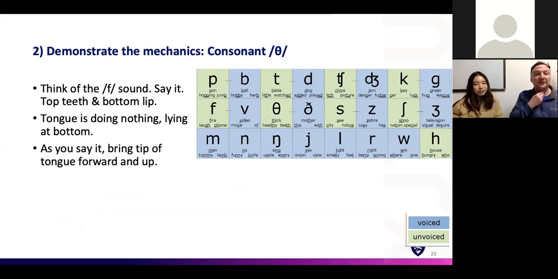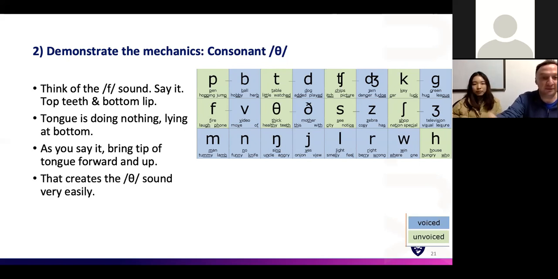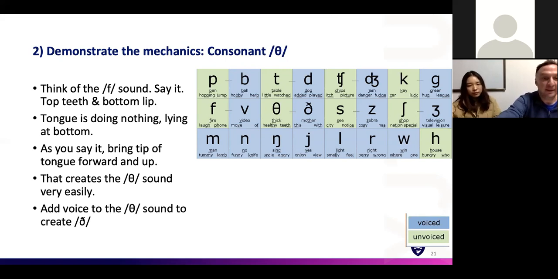But as you say the th sound, bring the tip of your tongue forward and up, and that creates the th sound very easily. And if you add voice to that sound, you can create the other th sound in English. And that's very useful. In his blog posts, he often compares the voiced and unvoiced pairs, and how once you find one of them, it's quite easy to find the other just by switching your voice on and off. And that's something that he believes is a very good tool for teaching students.